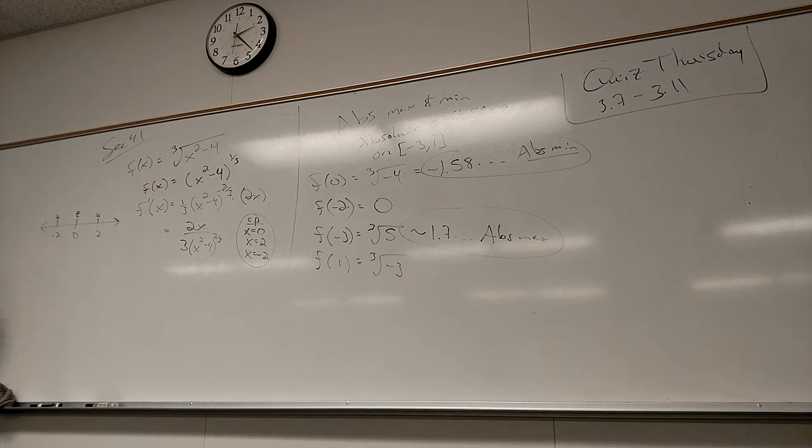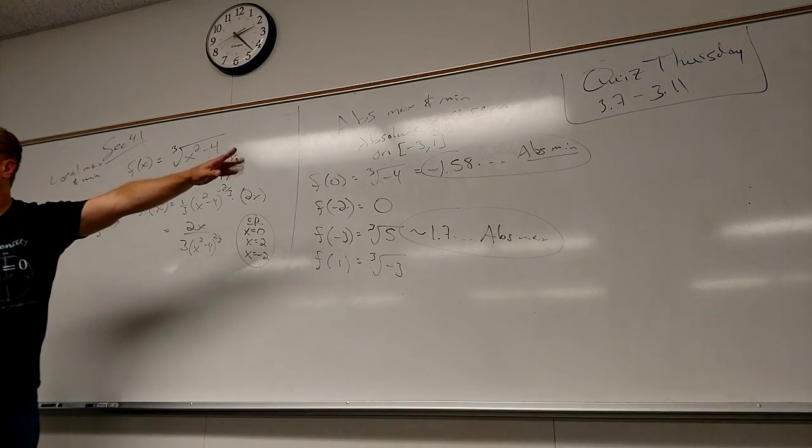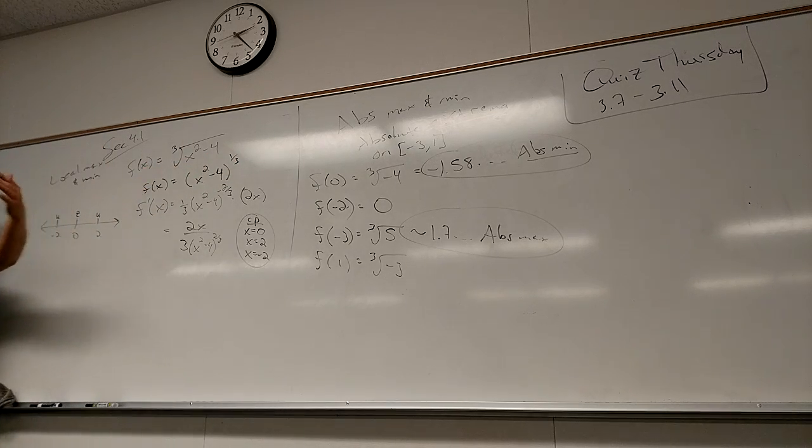Yeah, I like it. So for this problem, it's the local max and min on the whole domain of this function. It's not going to be a restricted interval. That's normally for absolute max and min, where it's going to be a restricted interval.